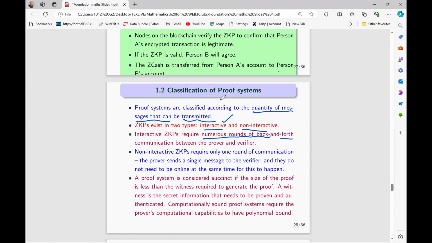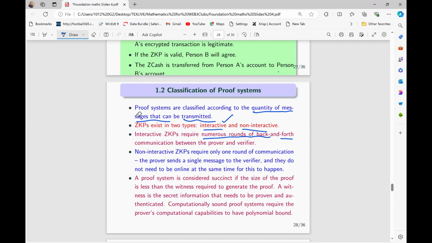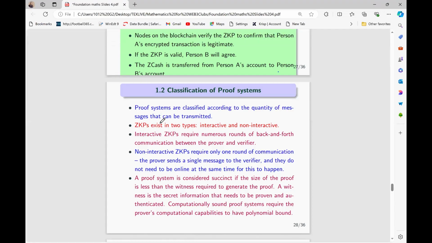So this is what we call the interactive zero knowledge proof. There's a lot of communication, a lot of questioning and a lot of response. Question, response, question, response. That proceeds for a long time. This kind of zero knowledge proof is not the best for blockchain, where we have a lot of interactions. They are not the best for blockchain because of that.